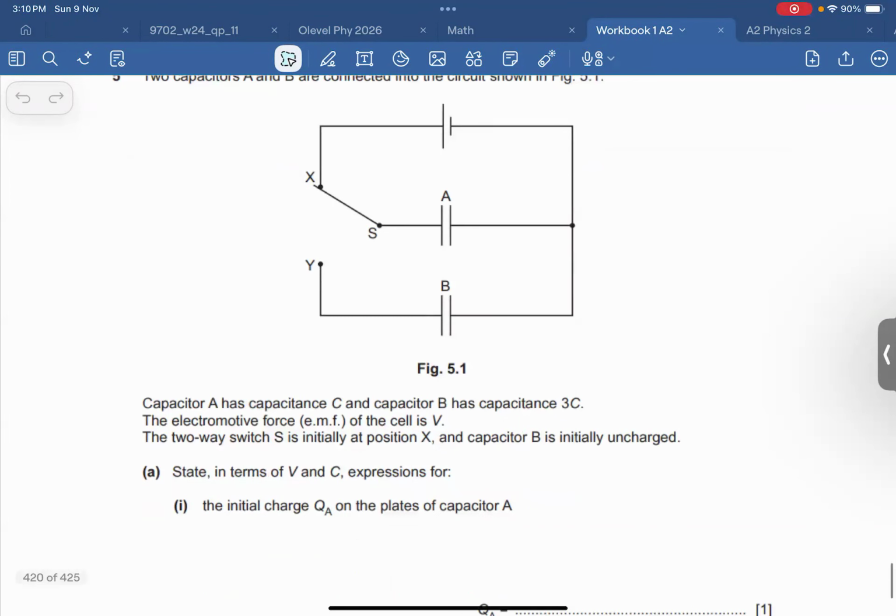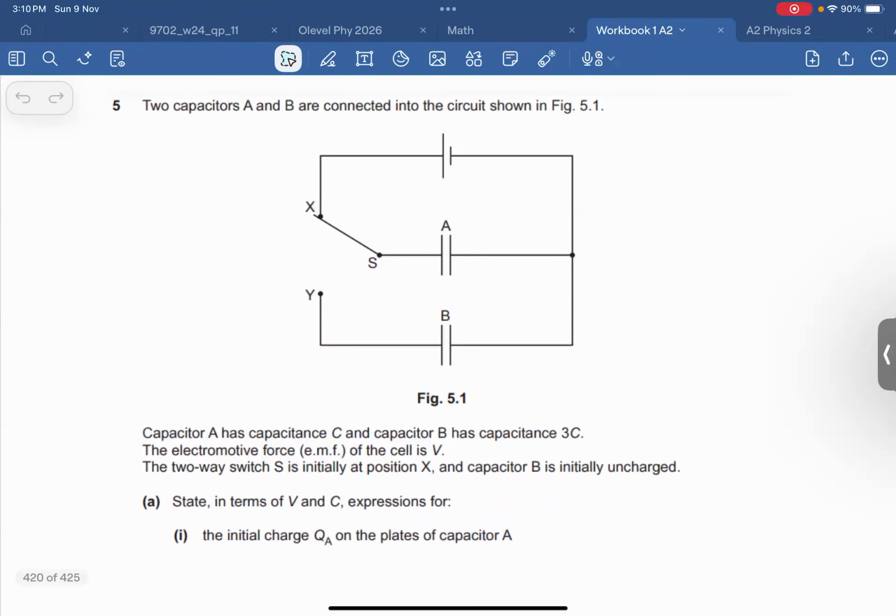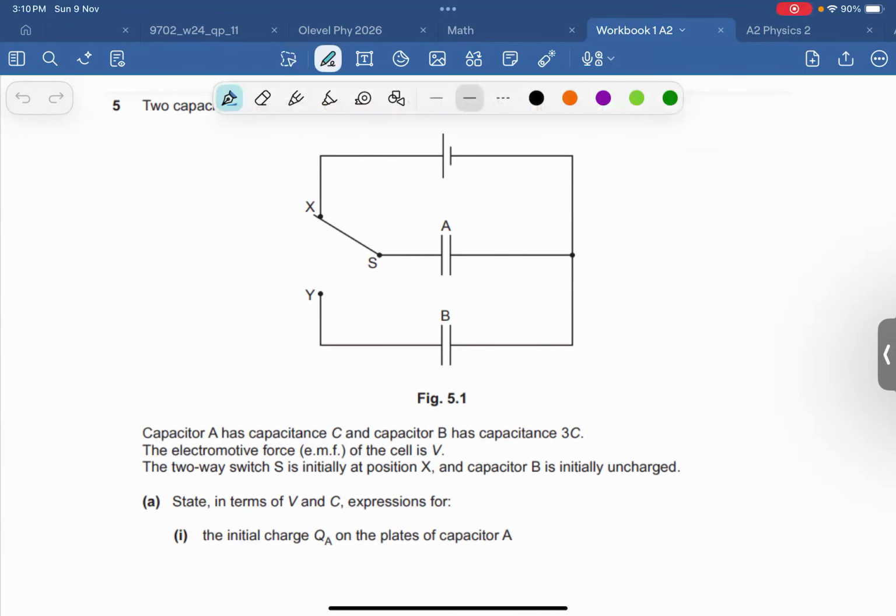So there's a question that says two capacitors A and B are connected into the circuit as shown. The capacitor A has a capacitance C and B has a capacitance 3C. The electromotive force is V. The two-way switch S is initially at position X and the capacitor B is initially uncharged. State, in terms of V and C, the expression for QA.